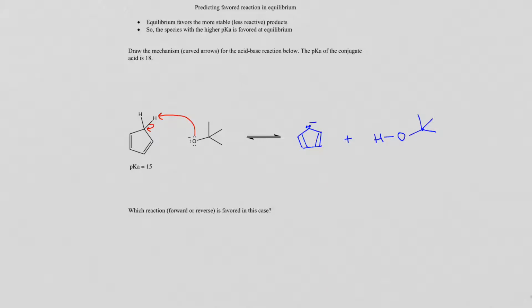So, our pKa is 15 here. Our pKa is 18 here. So, in this particular case, equilibrium favors the forward reaction because 18 is greater than 15. So the products are more stable than the reactants, and therefore the products are favored.